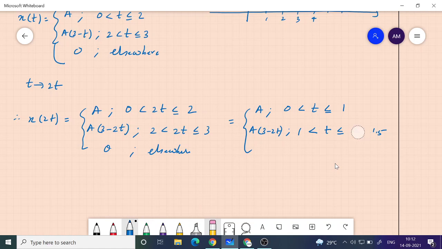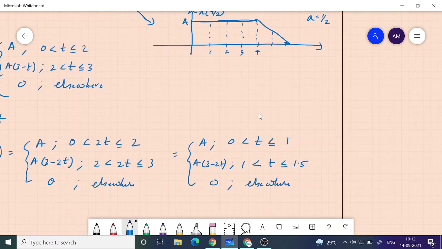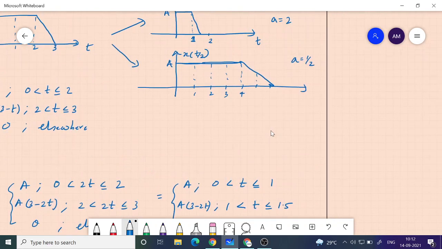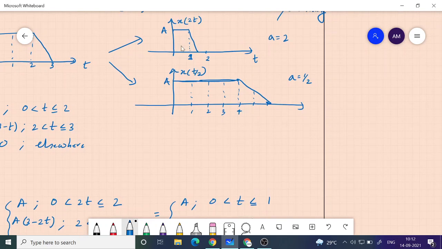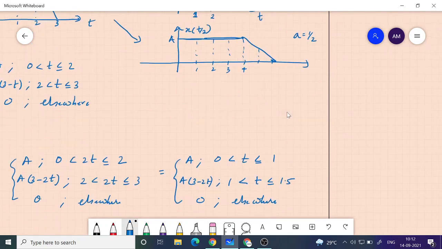Okay, so 3 by 2, or you can write it as 1.5 also. Okay, then 0 elsewhere. Okay, so now if you look at the plot, if you try to plot it from 0 to 1, it is remaining at a. So that is what I have shown here graphically. You will get that region.